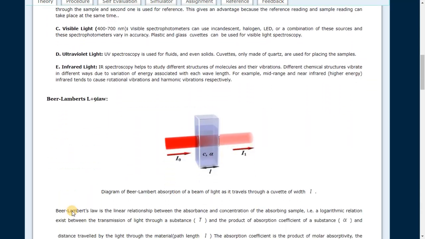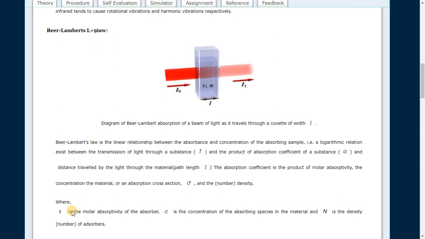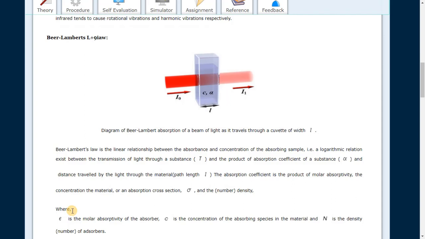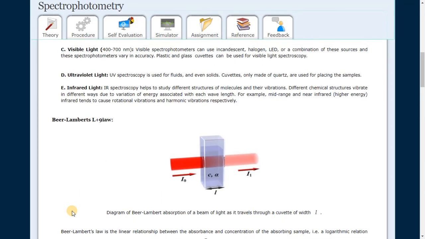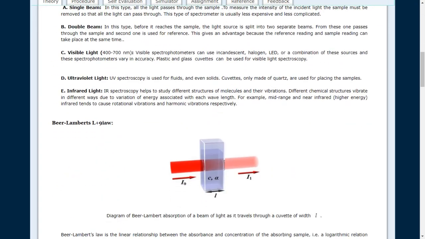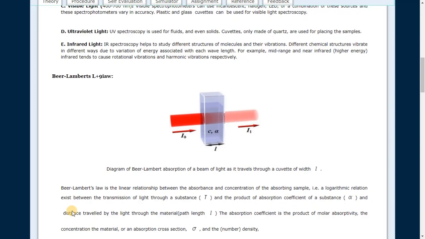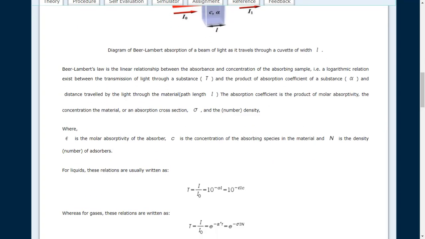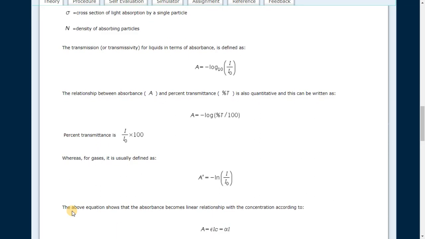Okay. So we're going to first learn about the Beer-Lambert's law. The Beer-Lambert's law tells us that there is a linear relationship between the absorbance and the concentration of the absorbing sample. Your sample is placed in a glass container called a cuvette, with this spelling. It says that the amount of light that passes through has a relationship with the absorbance of the substance and the concentration of the substance. Mathematically, they're able to determine that. And here is the final form of that.